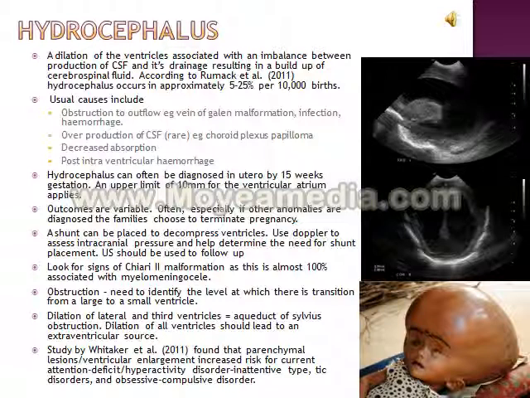A shunt can be placed to decompress the ventricles. We can use Doppler to assess intracranial pressure and help determine the need for shunt placement. Ultrasound should be used to follow up the progress of this shunt. A recent study by Whitaker found that parenchymal lesions and ventricular enlargement increase risk for current attention deficit hyperactivity disorder, tic disorders, and obsessive compulsive disorder.